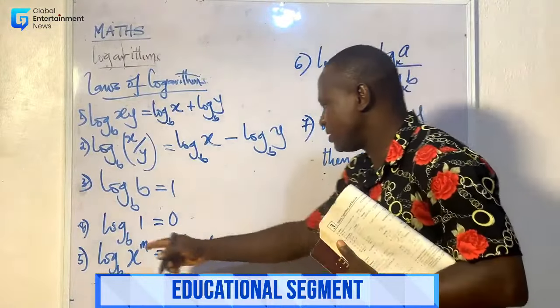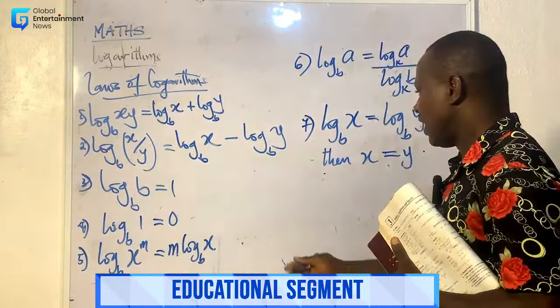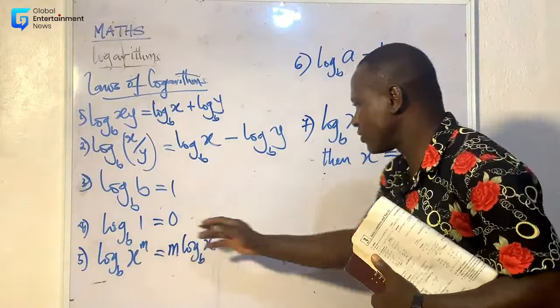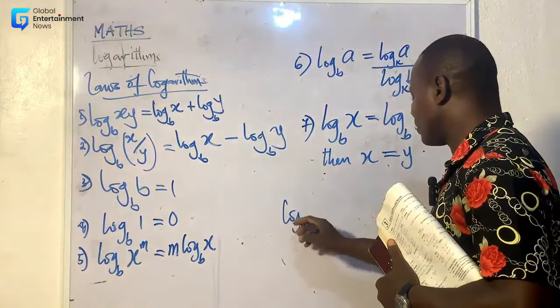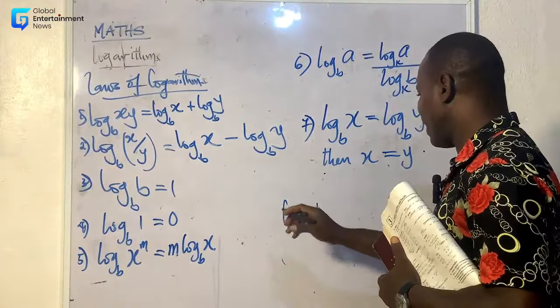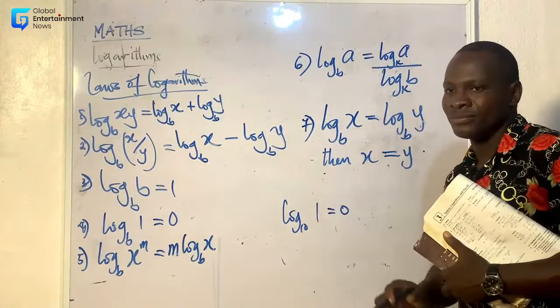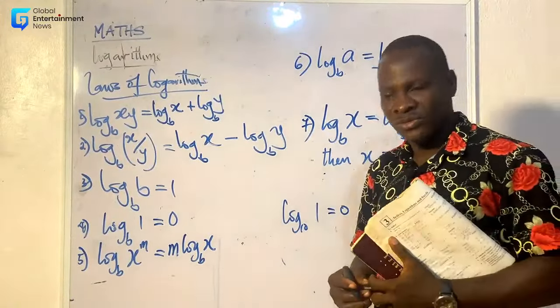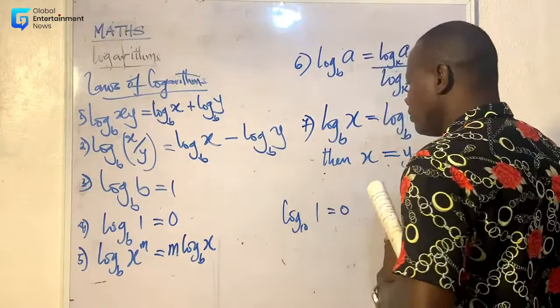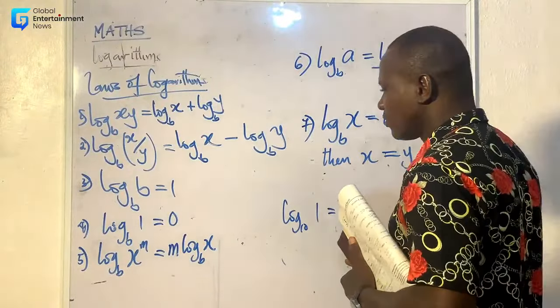Anytime you have something like this, examples of this: I can have log 1 base 10. So far it's log 1, it's going to give me 0. It returns 0. Take note of that rule.